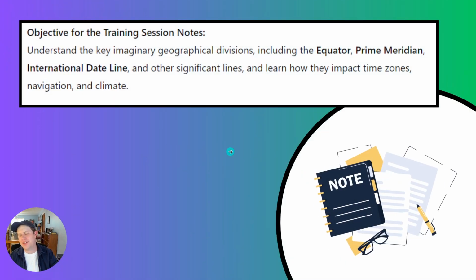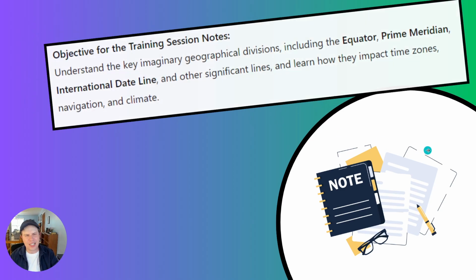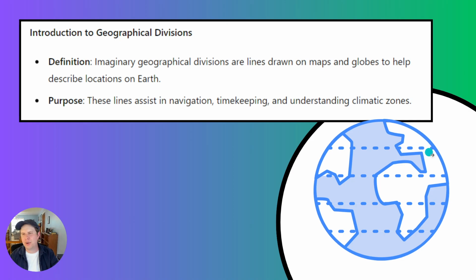Our objective for these training session notes is to understand the key imaginary geographical divisions, including the equator, prime meridian, international dateline, and other significant lines, and learn how they impact time zones, navigation, and climate. So a lot to tackle really quickly. Let's go ahead and get into it.